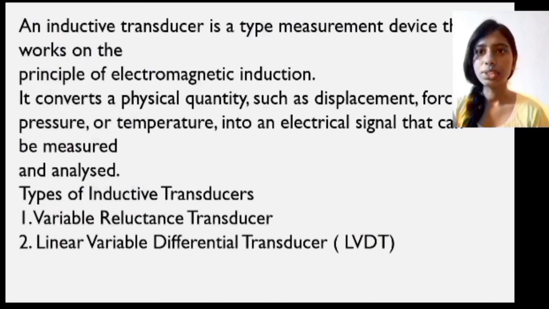An inductive transducer is a type of measurement device that works on the principle of electromagnetic induction. It converts a physical quantity such as displacement, force, pressure or temperature into an electrical signal that can be measured and analyzed. There are two types of inductive transducers. The first one is the variable reluctance transducer and the second one is the linear variable differential transformer.